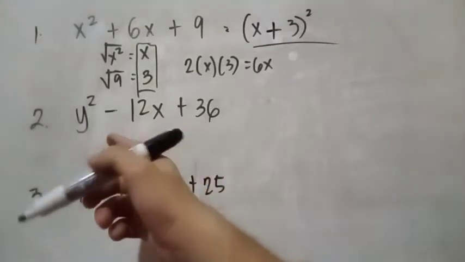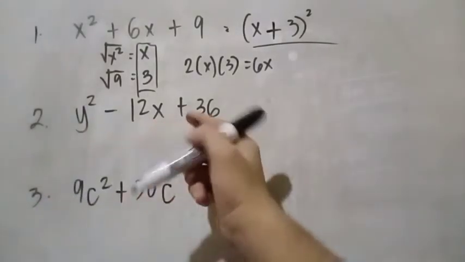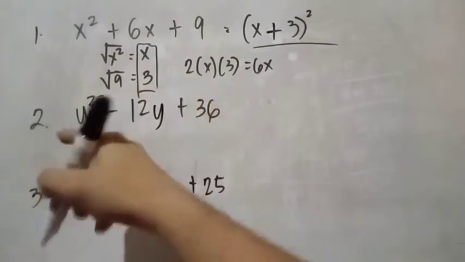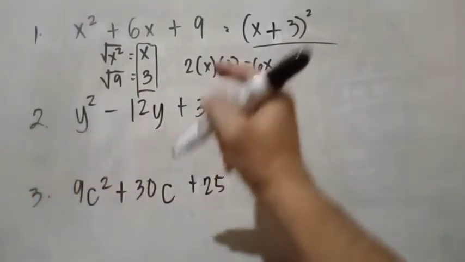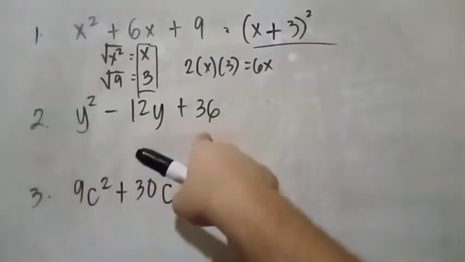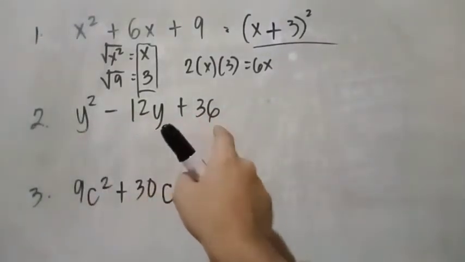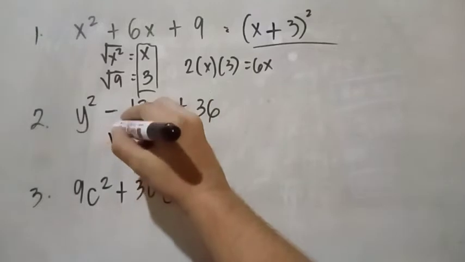Next, number 2. Y pala to, no? Ulitin natin, ha. Y squared minus 12y plus 36. So, again, kukunin natin yung square root ng y squared at saka 36. So, we have y squared.